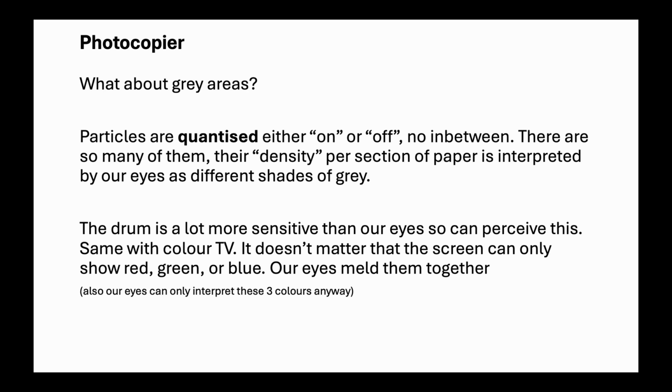It doesn't matter that the screen can only show red, green or blue. Our eyes meld them together, and actually that's just how our eyes work anyway. They can only see red, green or blue, but they meld them together because they know in your brain, and this comes back to an even crazier idea just about how can we conceptualize just electrical signals in our brain about what we're actually seeing. What does visual even mean though?